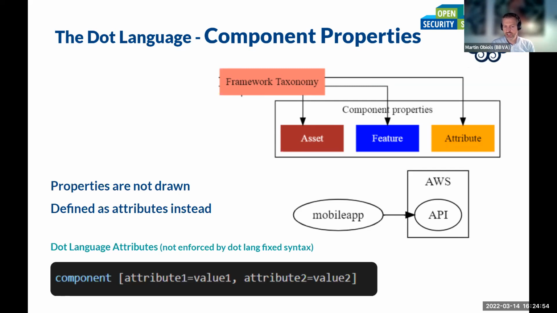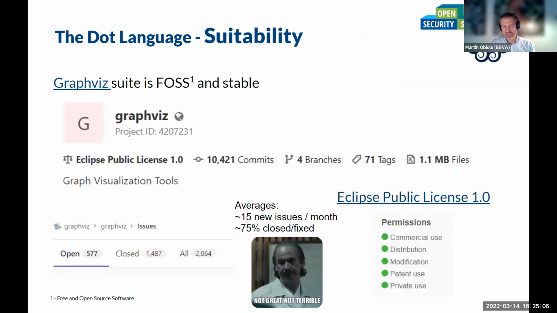Okay, so that's the way we put this other side, this other half of the taxonomy, the asset, feature, and attributes, into the dot file. Okay, so taking a step aside for a moment, is dot language suitable for this task?